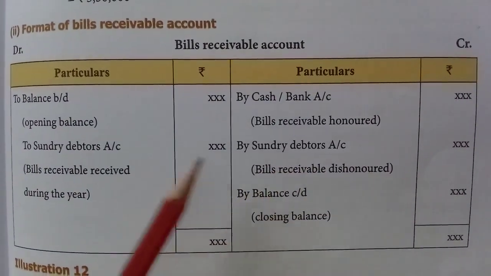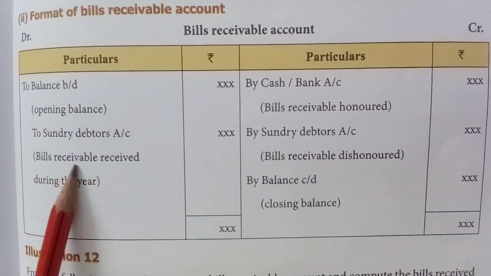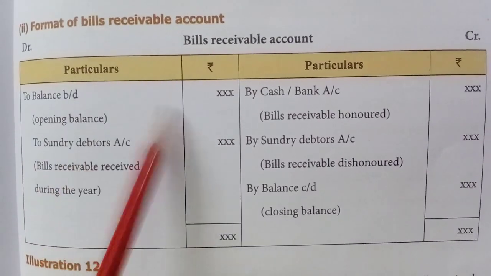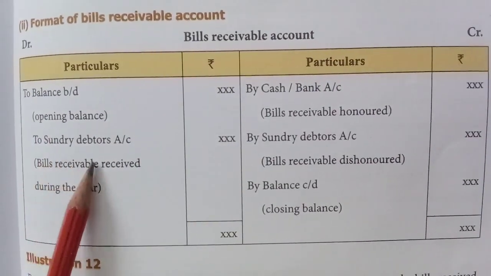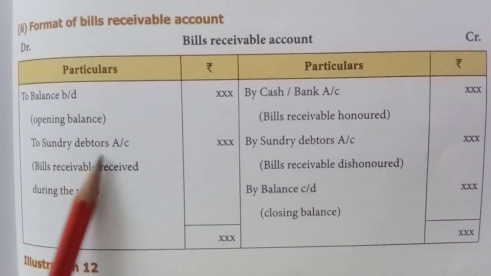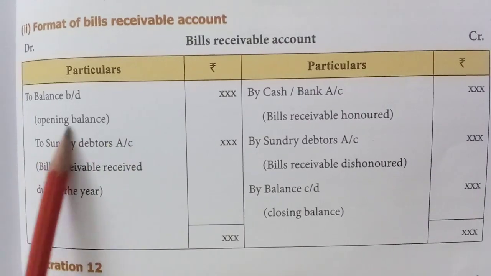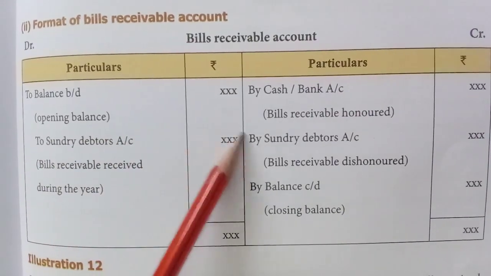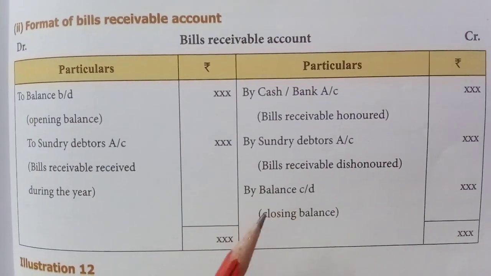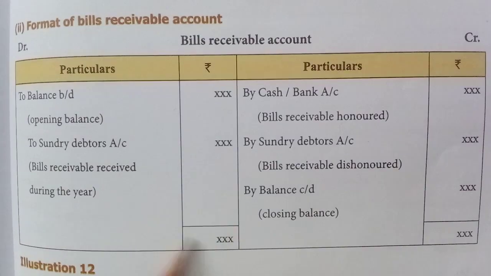Then closing balance. Here again, when we receive some more bills receivable, we have to write this entry: bills receivable account debtor to sundry debtors. Then closing balance. Either they will ask for this amount, how many bills we have received during the year, which may be the calculated amount, or the closing balance. Anyone they will ask you to calculate. You might have understood this bills receivable account.